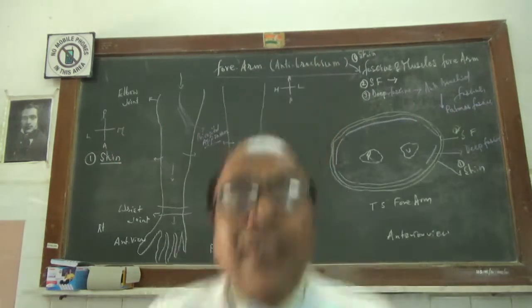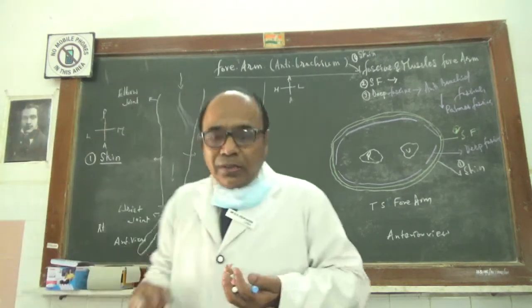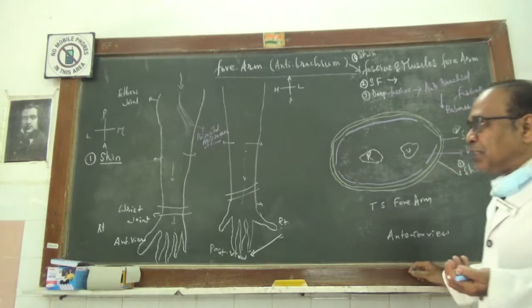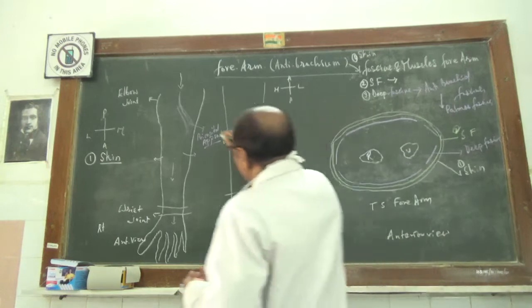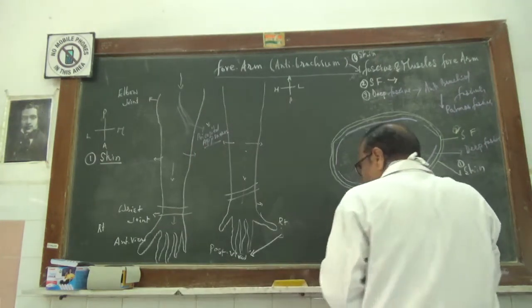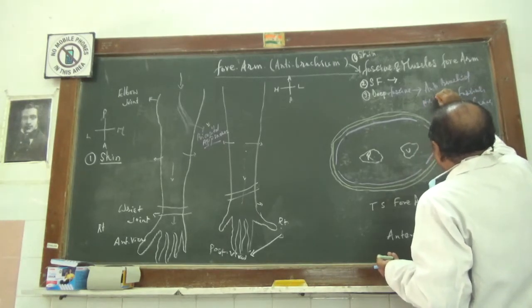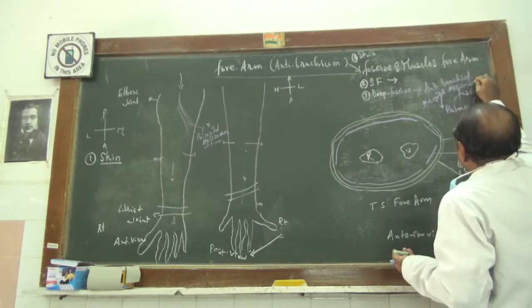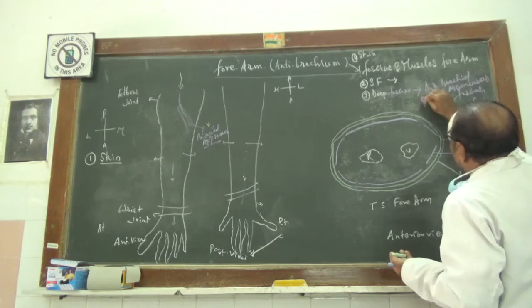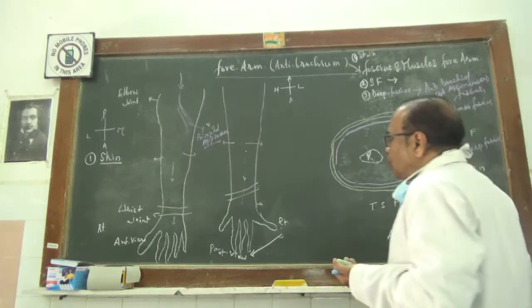The bicipital aponeurosis is nothing but the part of the fascia of the total forearm, at the level where it is at the front part of the elbow joint. So that is called the bicipital aponeurosis.